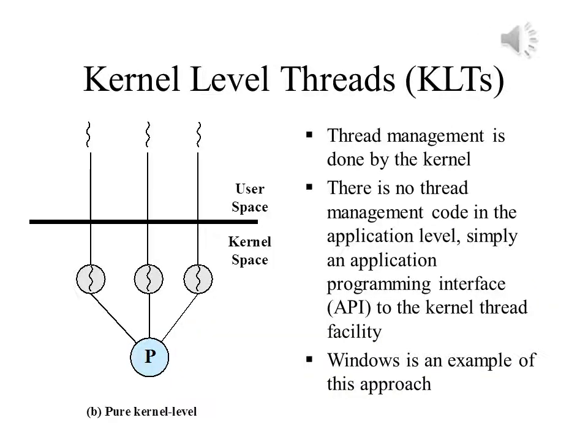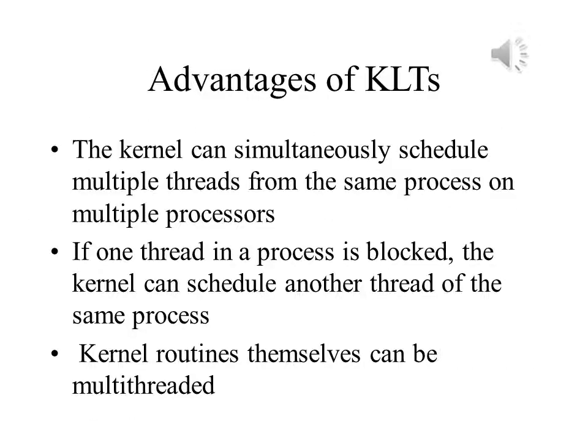In a pure KLT facility, all of the work of thread management is done by the kernel. There is no thread management code in the application level, simply an application programming interface to the kernel thread facility. Windows is an example of this approach. The figure you see here in the slide depicts the pure kernel-level approach. The kernel maintains context information for the process as a whole and for individual threads within the process. Scheduling by the kernel is done on a thread basis.